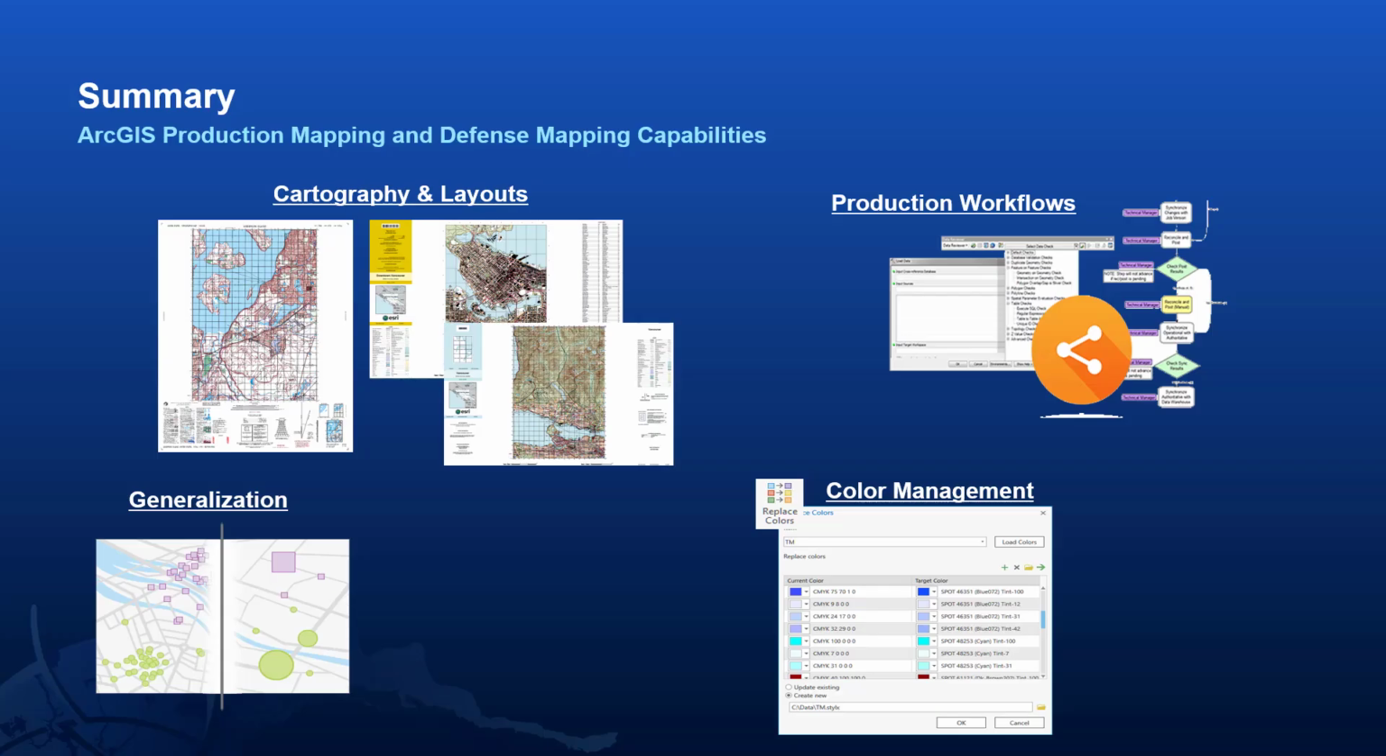Thanks, GC. So in summary, the key takeaways are that ArcGIS Pro 2.6, production mapping, and defense mapping are production ready. The ability to collect data and perform quality control on that data, and then create multiple scale products, allows the users to work through the end-to-end process for topographic production.